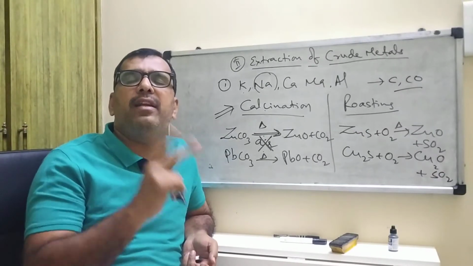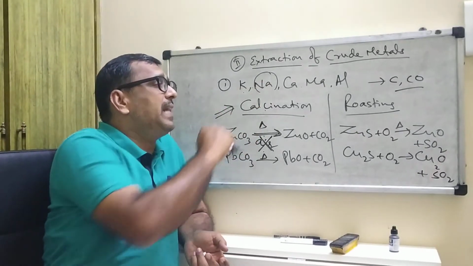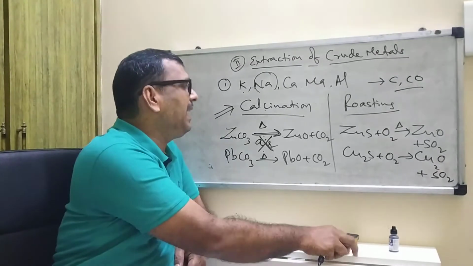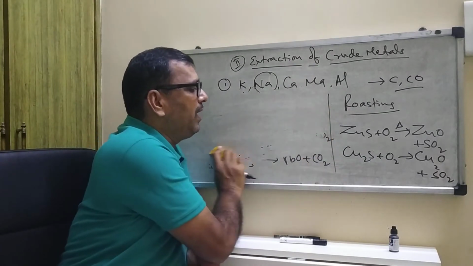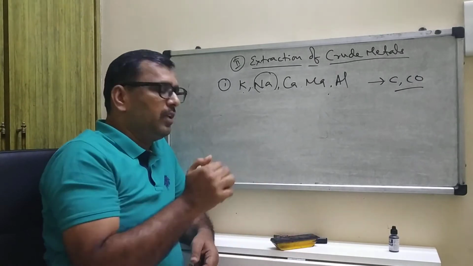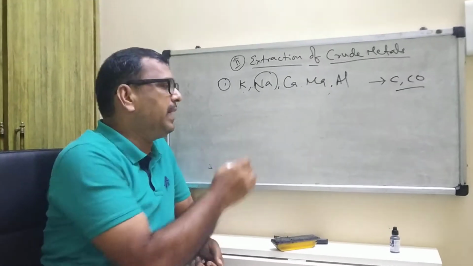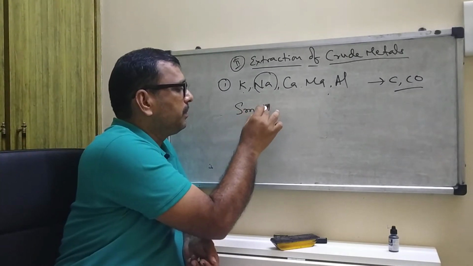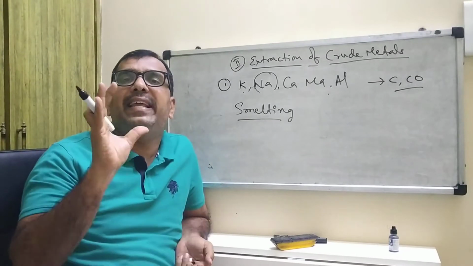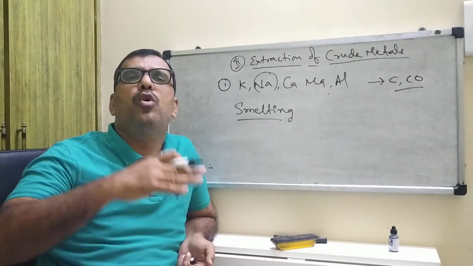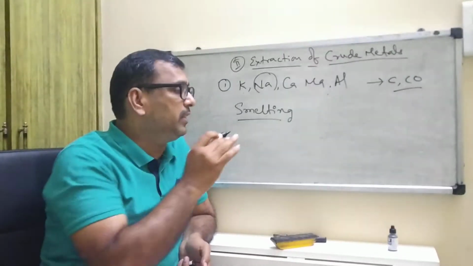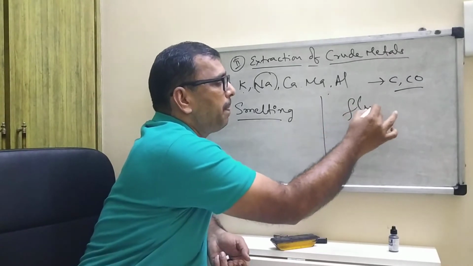And I would like to explain two more terminologies before extraction of sodium. I would like to introduce two terminologies: what is smelting and what is flux. So first, what is smelting? Smelting reduces the ore into molten metal.